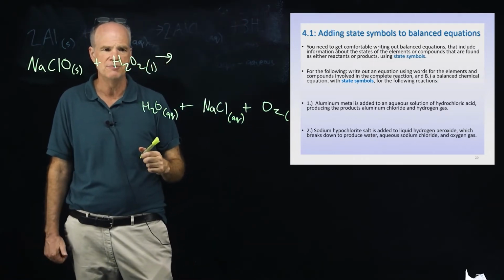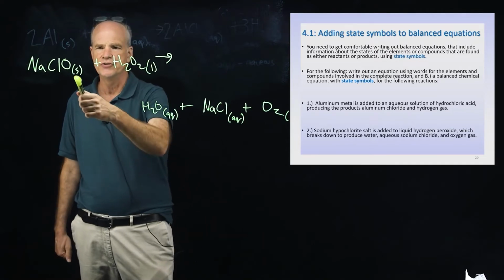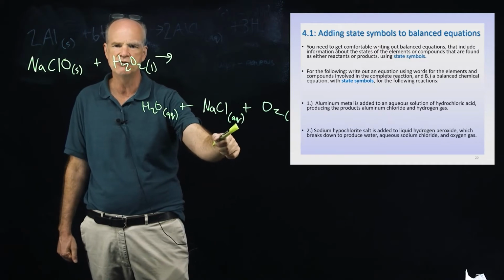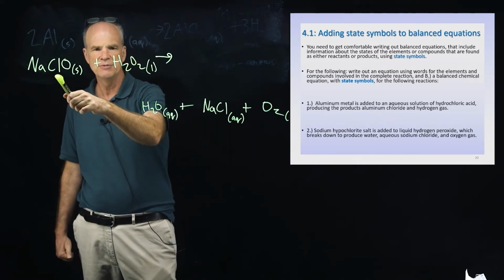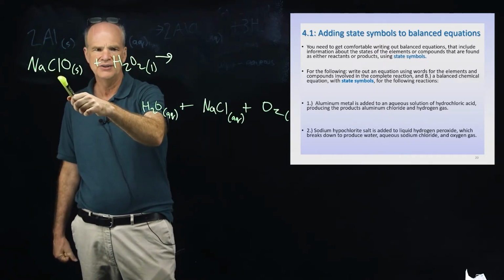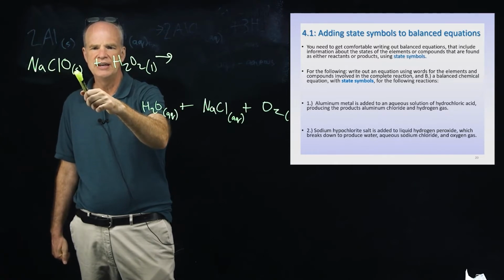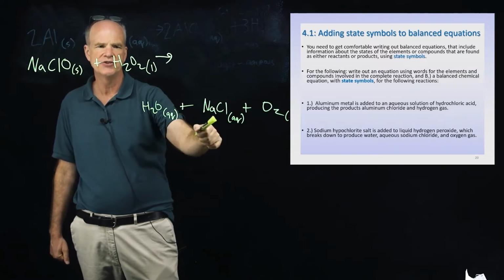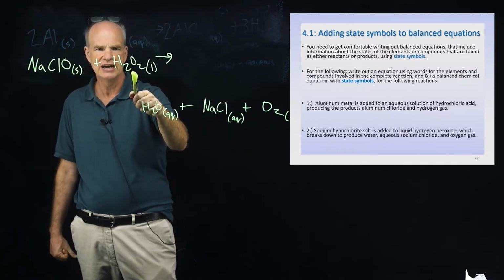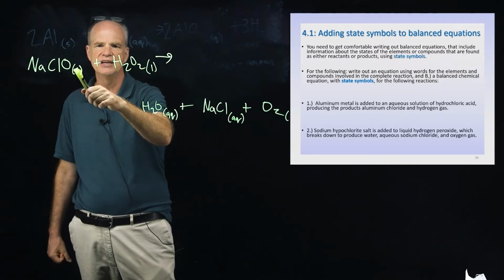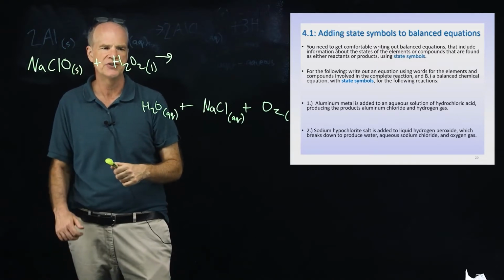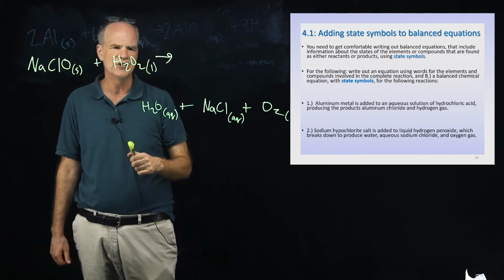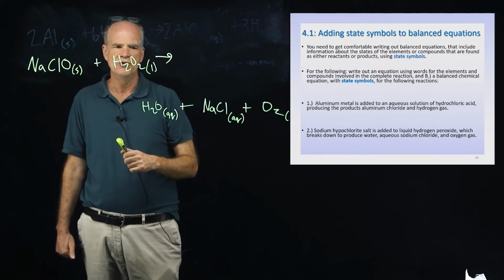Now, one question you might ask is, if we have sodium chloride dissolving in water and it's in the aqueous state, how about sodium hypochlorite? Why isn't this an aqueous state? The reason it's not in an aqueous state is because it's not dissolving in water. Instead, it's dissolving in hydrogen peroxide, and so we cannot really indicate that this is in an aqueous state. So that's the reason.